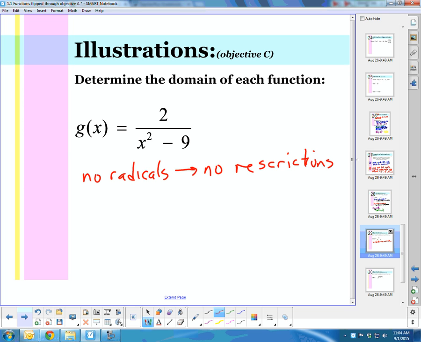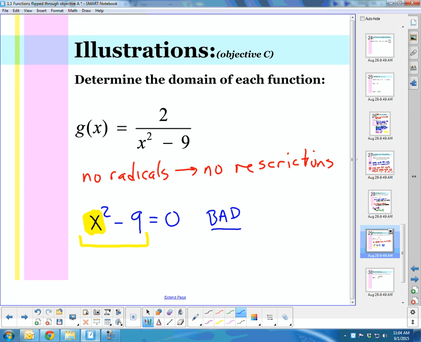But I do have a denominator, so I have to make sure that I don't end up with a 0 in the denominator. So what I would do is take my denominator and set it equal to 0, thinking to myself, I've got to figure out which values of x would make my entire denominator equal 0. And the honest truth is that if x squared minus 9 equaled 0, that would actually be a bad thing.